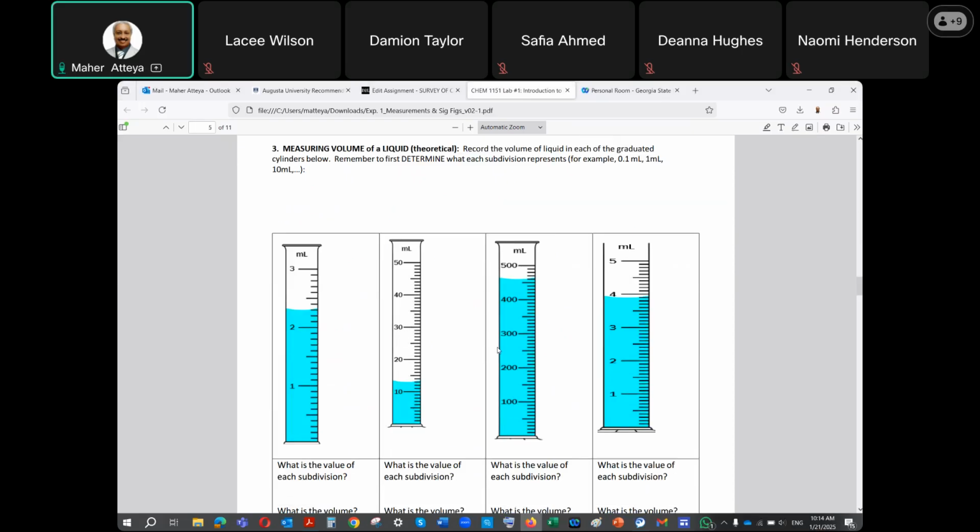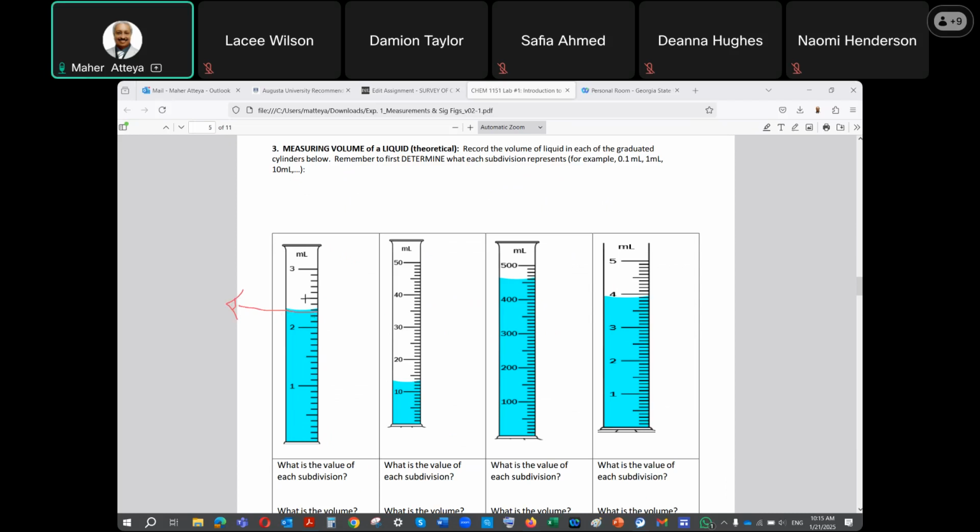Now we are going to the volume. We talked about the volume of the rectangular object. Now we are talking about the volume inside a graduated cylinder. Whenever you are reading, your eyes have to be always at the bottom of the meniscus. I move the mouse, but the level of your eyes really changes the reading of the bottom of the meniscus inside those graduated cylinders.